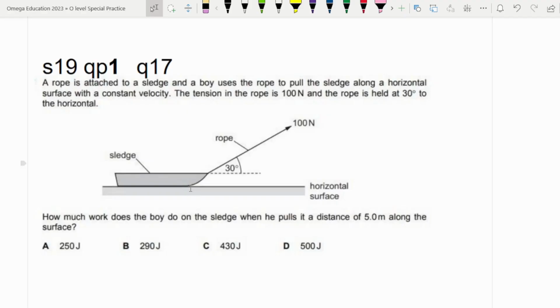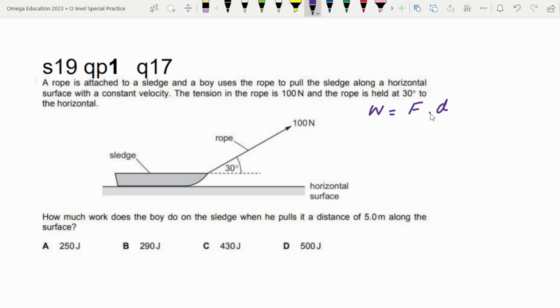A rope is attached to a sled and the boy uses the rope. Okay, the diagram is there. How much work does a boy do on the sledge when he pulls it a distance of 5 meters along the surface? We need to find the work done. What is the formula for the work done? F into D, provided the distance or the displacement is covered in the direction along the line of work.